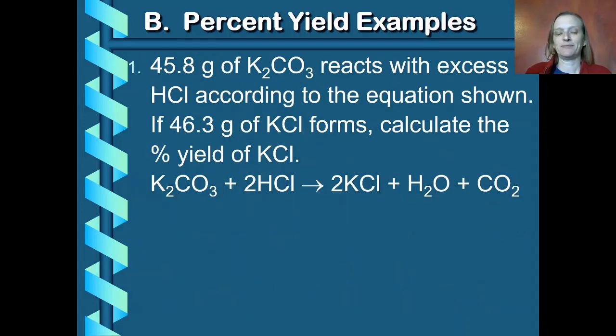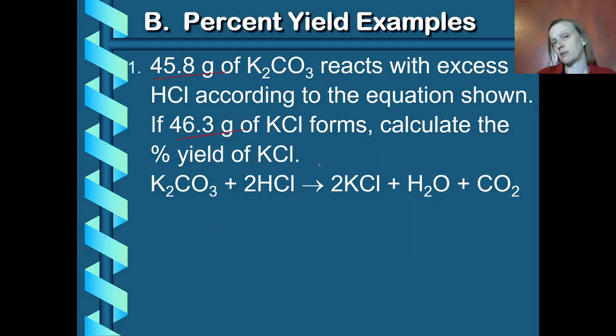So let's do an example. If you start with 45.8 grams of potassium carbonate and it reacts with excess hydrochloric acid according to this equation shown here, if you actually get 46.3 grams of potassium chloride, calculate the percent yield of potassium chloride. Okay. The percent yield questions get a little tricky because at first it looks like you've got two knowns for a stoichiometry problem. But this isn't just a stoichiometry problem.